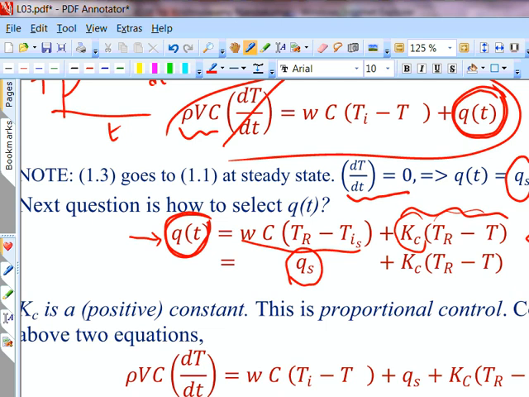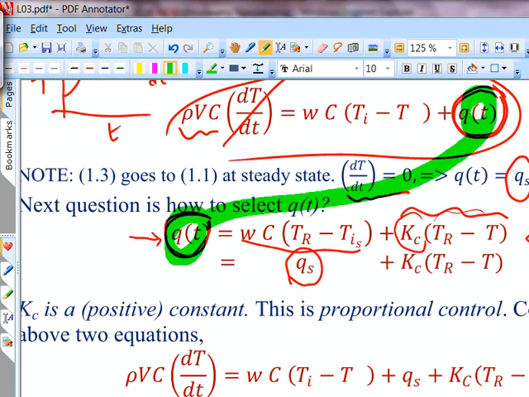So what we are going to do now is take this QT and plug it into the dynamic model. This entire thing is the dynamic model, and into it I put the control scheme that I have written down, replacing that term. When I do that, I get the next equation. This is the energy balance equation with a very specific control scheme, and that control scheme is the proportional one.